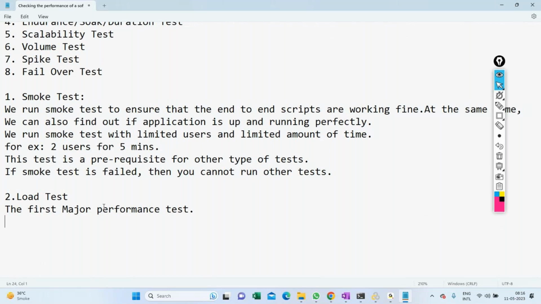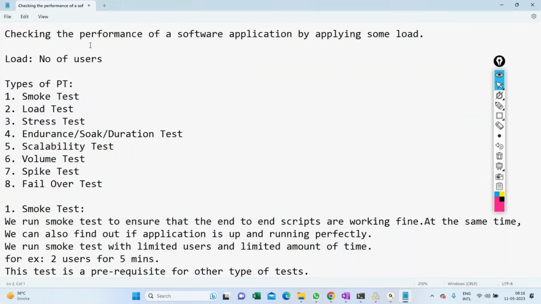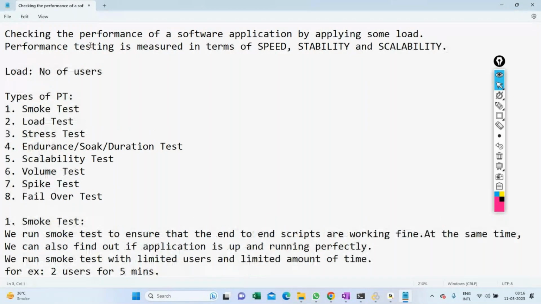So what do you mean by load testing? So basically, performance testing is measured in terms of speed, stability, and scalability. Let me write that here. Performance testing is measured in terms of speed, stability, and scalability. So remember the terms speed, stability, and scalability. I will be relating these terms to any of these types of tests today.